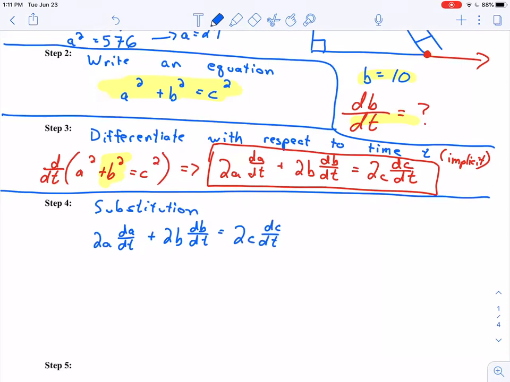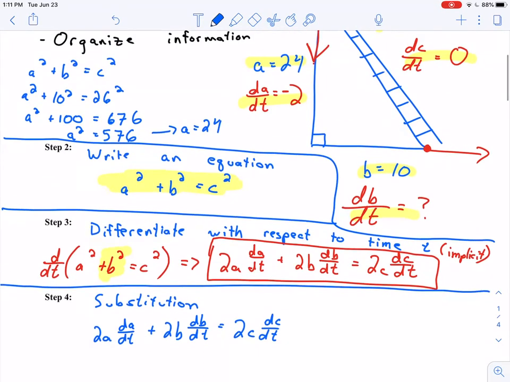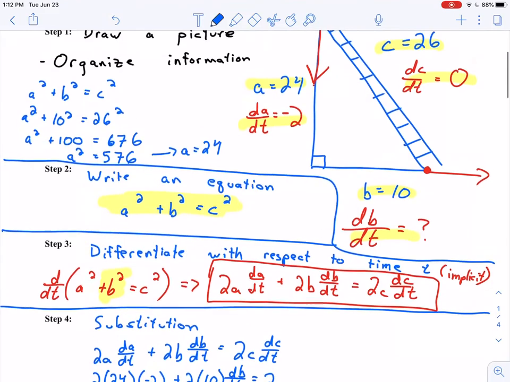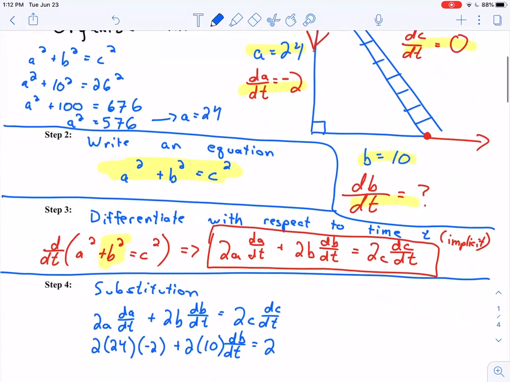And I'm going to plug in all of my information. So what do we know? We know A is 24 times dA over dt, that's -2, plus 2 times b is 10, dB dt I don't know, but I'm going to leave that as simply dB dt because that's what I'm trying to solve for, is equal to 2c. What did we say c was? We said c was 26. So 2 times 26 times dC dt, that's 0. So we're going to do some substitution, and then we are going to solve the resulting equation.